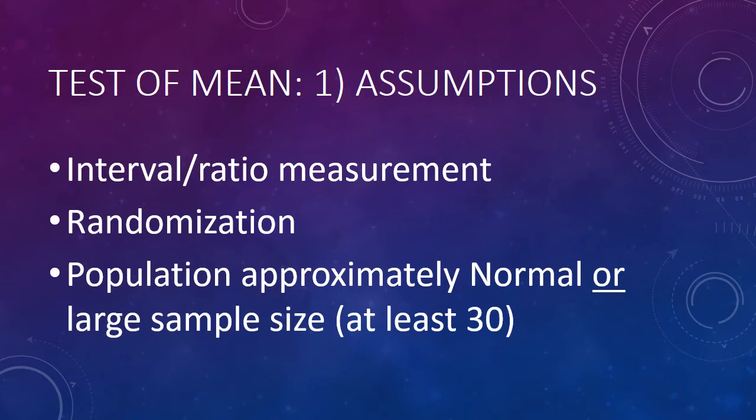Here, we've measured the number of hours that people have worked, which is a ratio measurement. The General Social Survey is based on a random sample of the U.S. adult population, and we have a large sample, so we don't need to worry about whether the population is normally distributed. The central limit theorem will help us out.